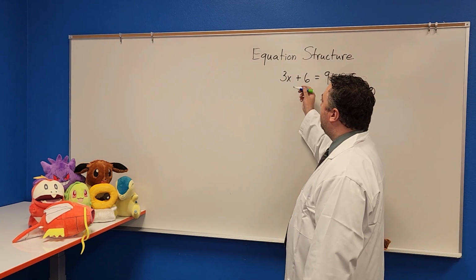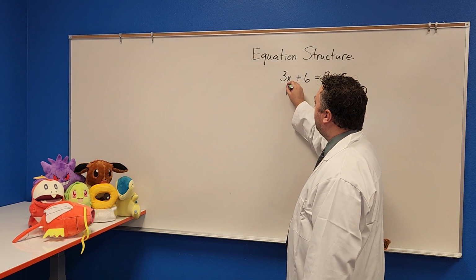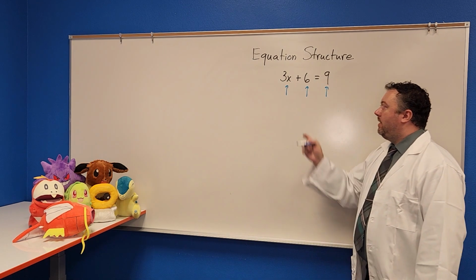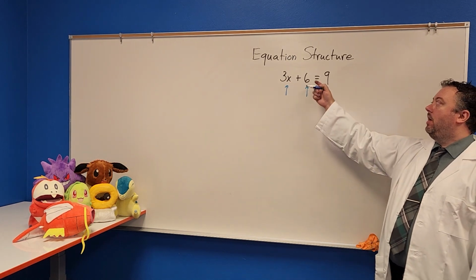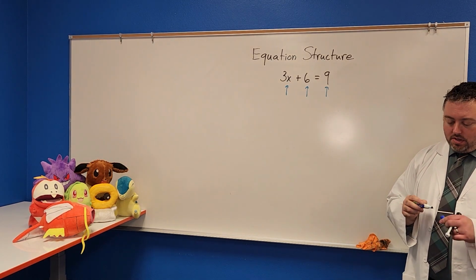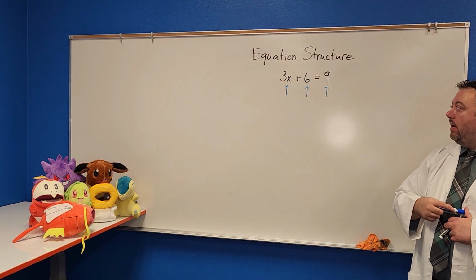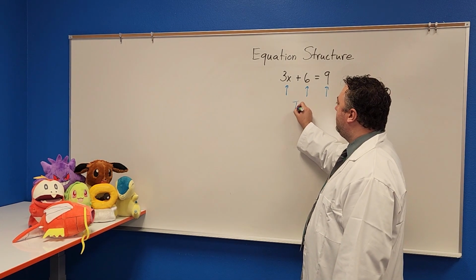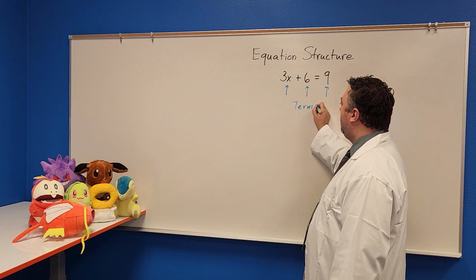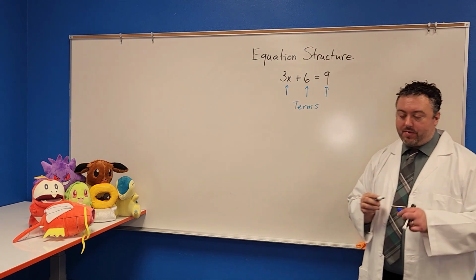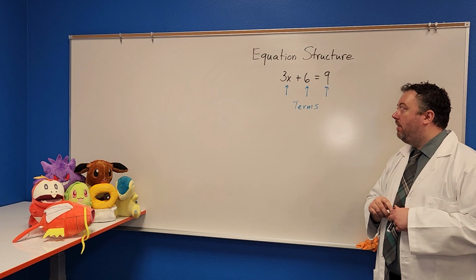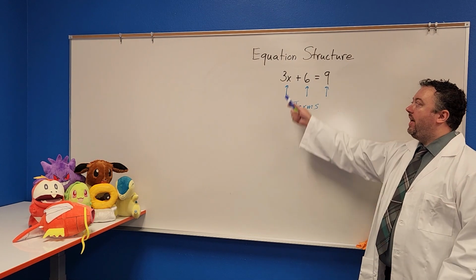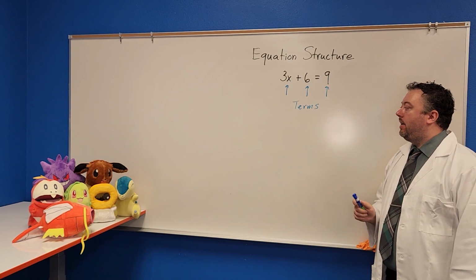The parts are separated by the addition symbol and the equal sign. So addition symbols and equal signs separate equations into parts, and we call these the terms. These are known as the terms of an equation. And this equation has three terms: 3x, 6, and 9.